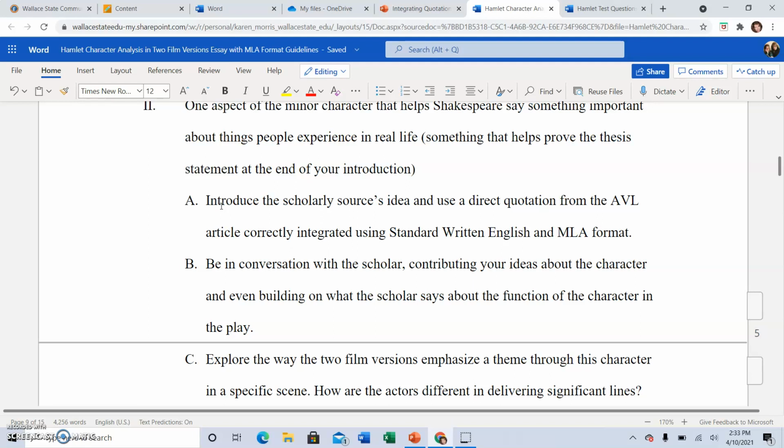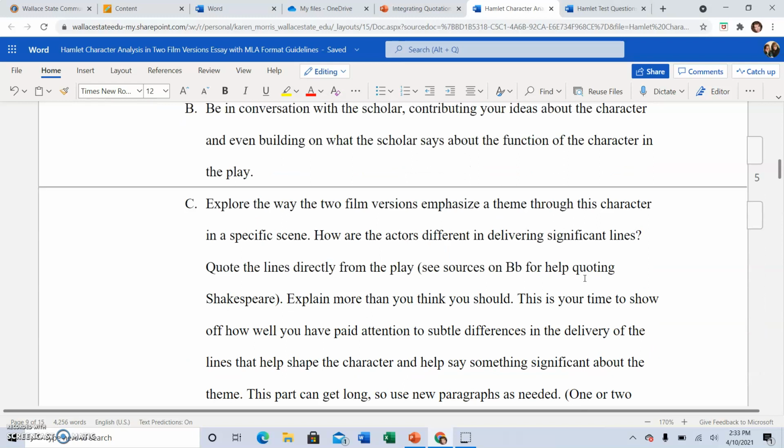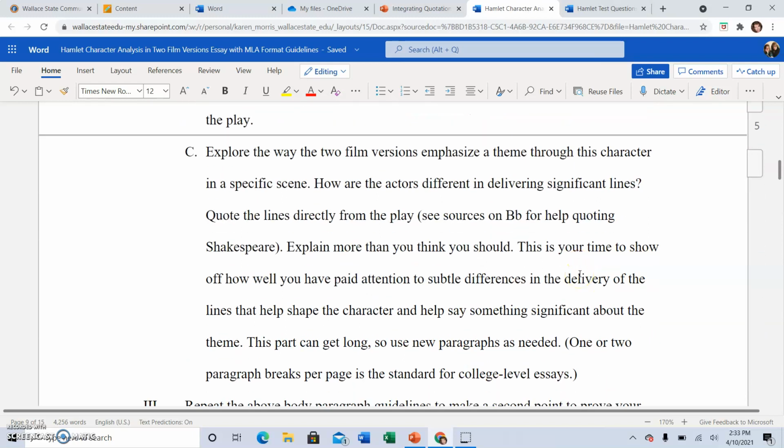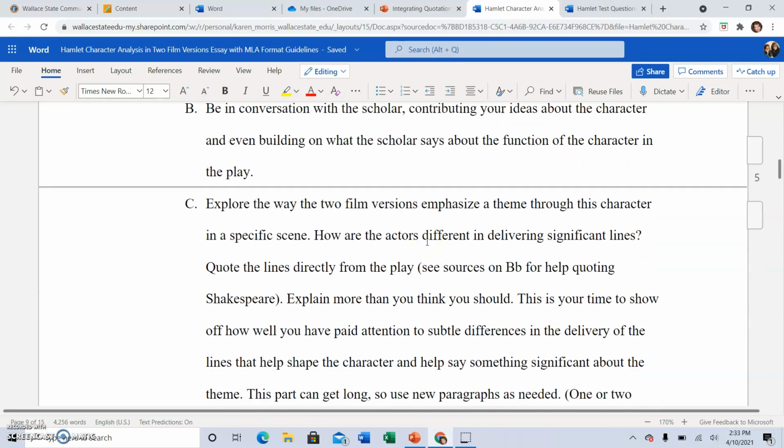So be in conversation with that scholar, contribute your own ideas about the character, and build on what that scholar says about the way that character functions in the play to convey a specific theme. And now part C. Part C might actually need to be a new paragraph if you've spent a good deal of time in conversation with the scholar and that point that you've established about the way a minor character's conveying a theme in the play.